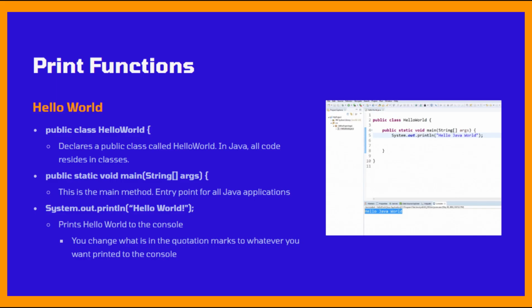Then, inside of the curly braces of the main method, we have System.out.println("Hello World"). This is our print statement. This is what tells the computer to display a message on the screen. System refers to Java's built-in system tools. Out stands for output. That's how we send information to the console, and println means print line, which prints the message and moves the cursor to a new line. Then, what's in quotes is what will print to your console.